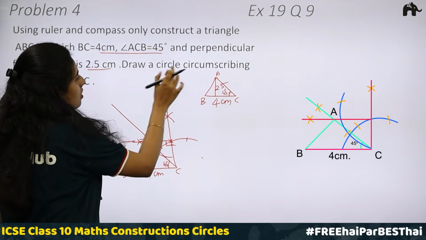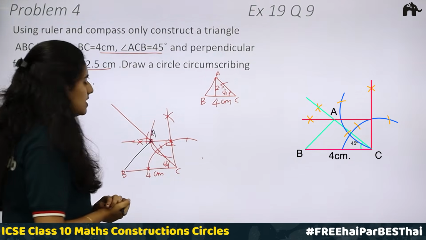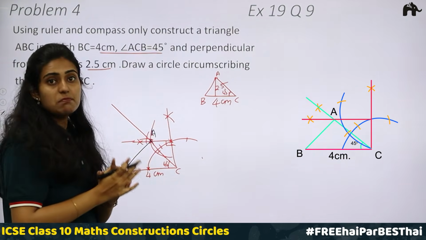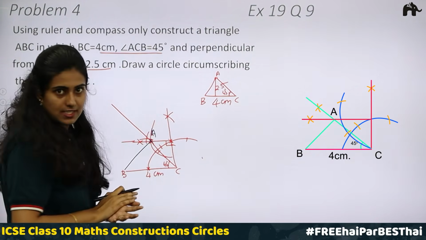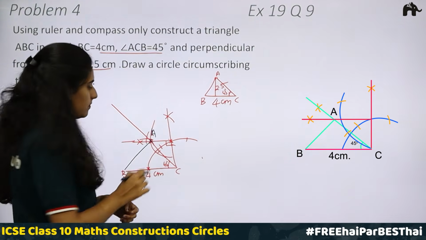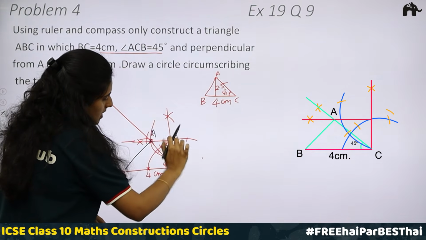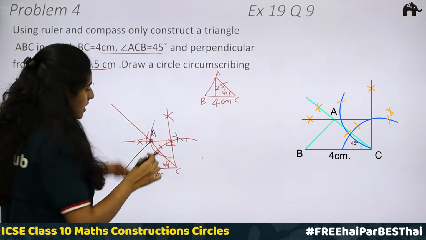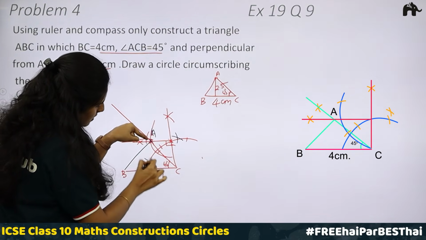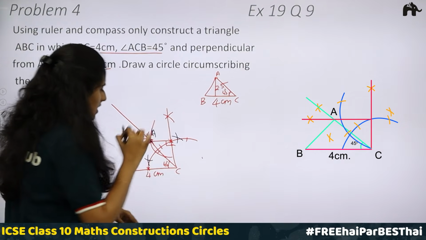Now, we have to draw a circle circumscribing the triangle ABC. To draw, what we need? We need the perpendicular bisectors. Here, first we will be bisecting AC. Keeping the compass at A, cut an arc. Keeping the compass at C, cut an arc. With the same measurement at the bottom, keeping compass at A, cut the arc. At C, cut the arc.